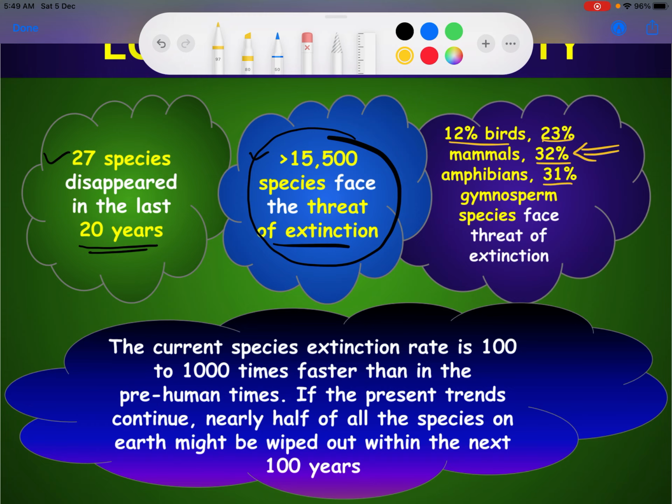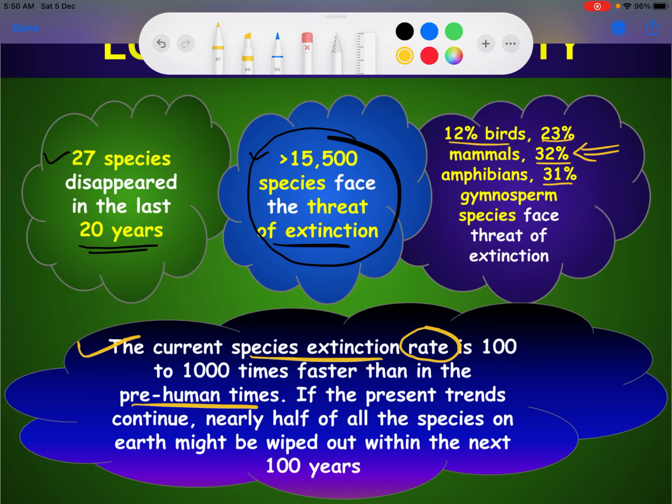But the current species extinction rate is 100 to 1000 times faster than in pre-human times.